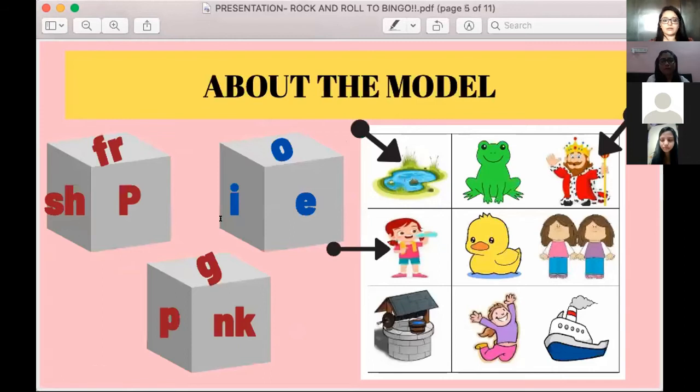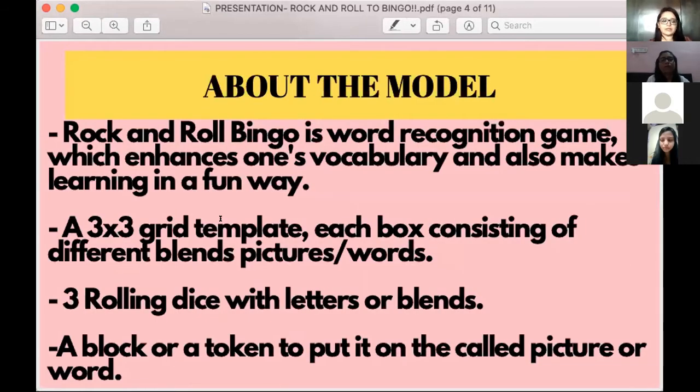Rock and roll bingo is a word recognition game which enhances one's vocabulary and also makes learning fun. It is a 3x3 grid, each box consisting of different blends, pictures, or words. There would be 3 rolling dice. Two rolling dice would consist of your initial blends and your final blends, and the middle one, which will be of a separate color, would consist of your vowel. There would be a block or a token to put on the called picture, whatever counter is available with the child.